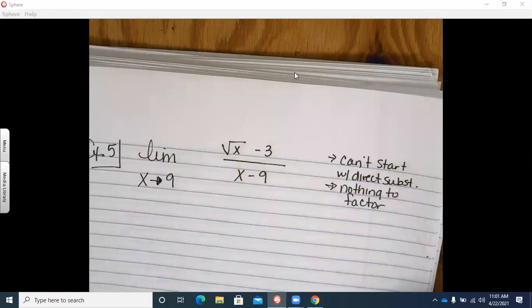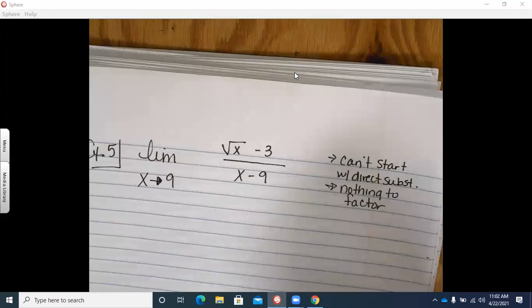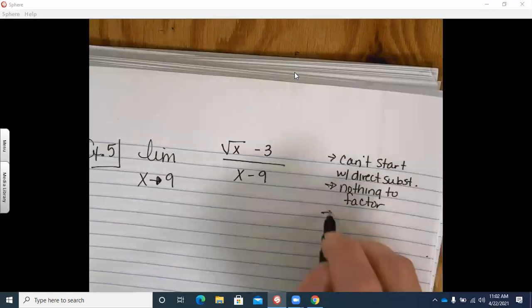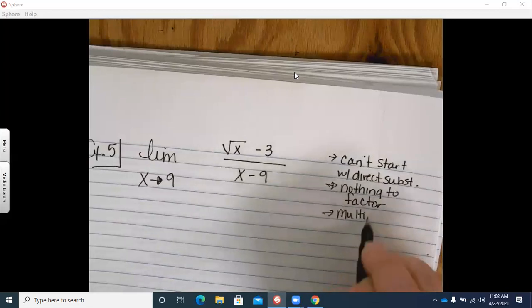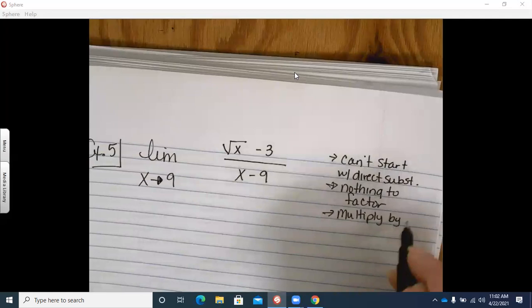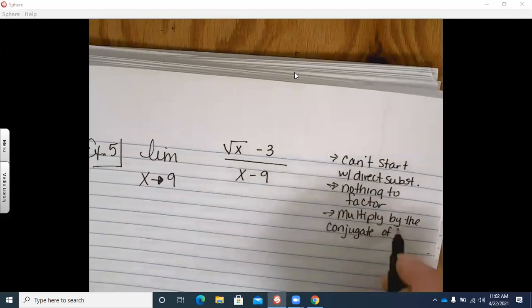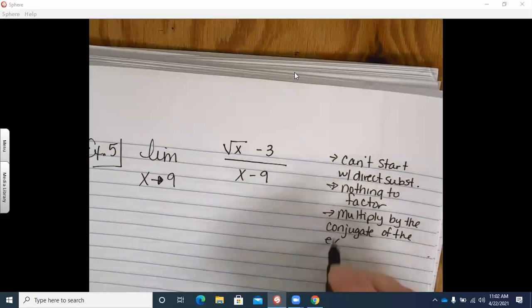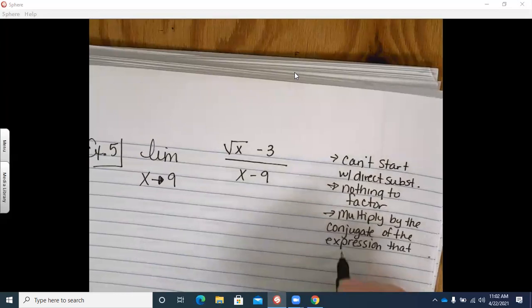Well, we do have a radical. Now, usually when we multiply by the conjugate, we usually multiply by the conjugate of the denominator, right? Because we don't want a radical in the denominator. Well, in this case, the radical's in the numerator. So let's try multiplying by the conjugate of the expression that has the radical. Sometimes it might be in the denominator. In this case, it's in the numerator. So multiply by the conjugate of the expression that has the radical.